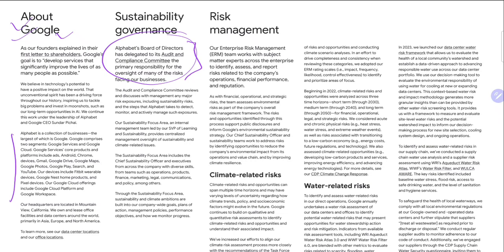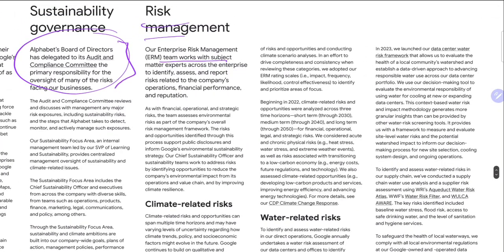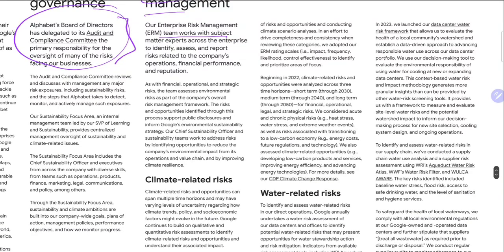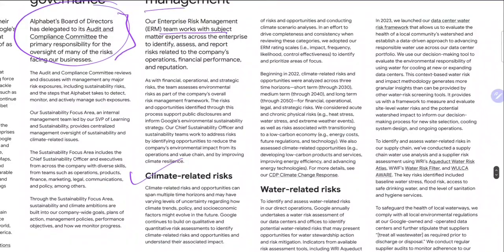They are overseeing, monitoring, and reviewing the performance of sustainability. Then risk management: there is definitely an enterprise risk management team that works with subject matter experts, and there is an integration of the sustainability strategy with the risk management framework of the company. Something you can see here relates to climate-related risk and water-related risk, which have already been highlighted.